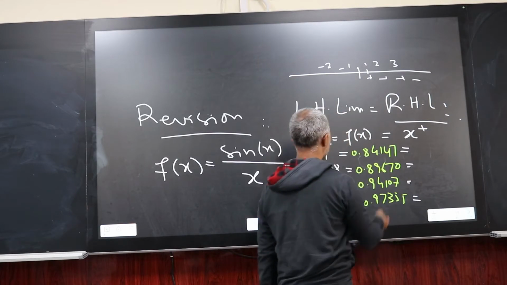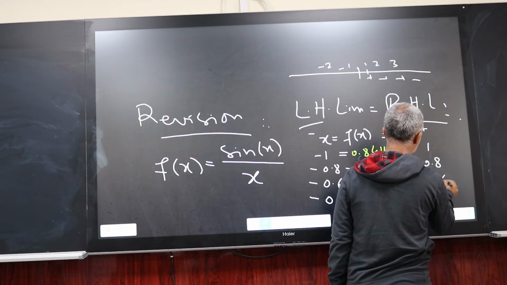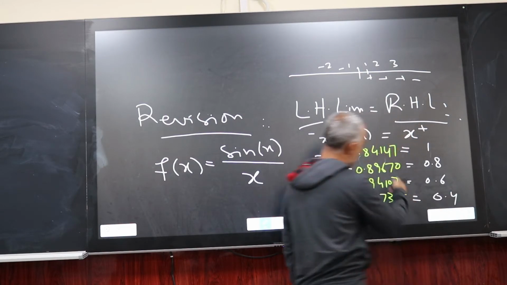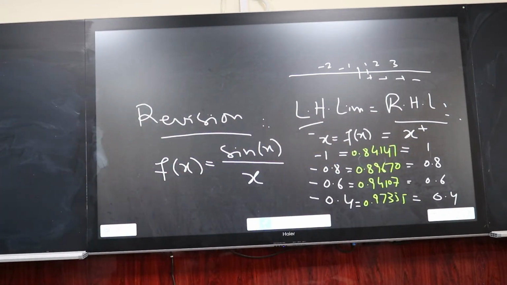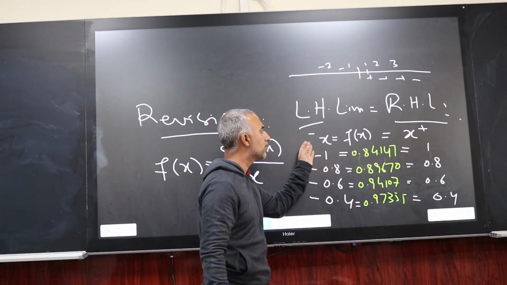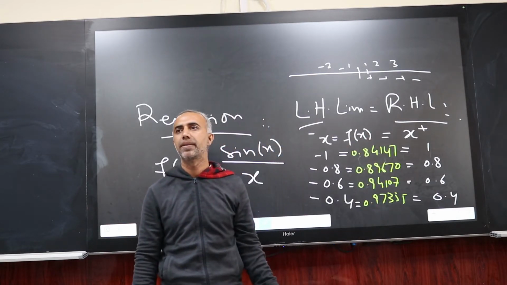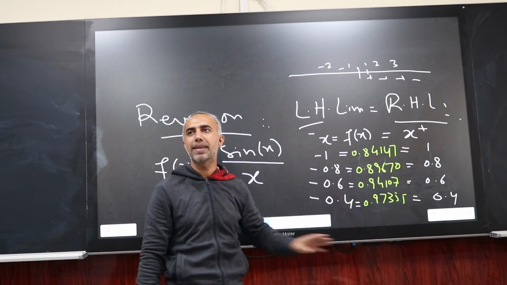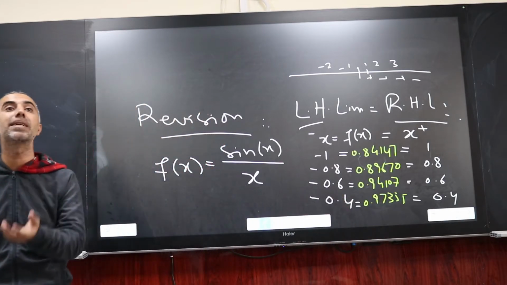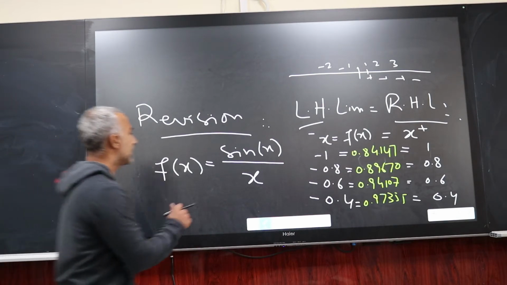If you substitute the positive value of x, for example 1, 0.8, 0.6, 0.4, again you will get the same values. Exact same values. Are you getting my point? So the concept of whether the limit exists or does not exist: either you are substituting on the negative axis or the positive axis, you will get the same result. Once you get the same result, then you can say the limit exists. Are you getting my point? Yes. This is the first concept.